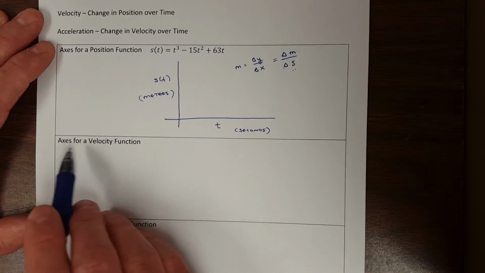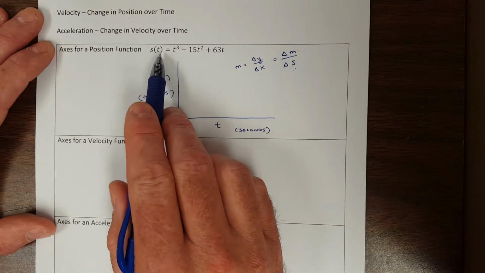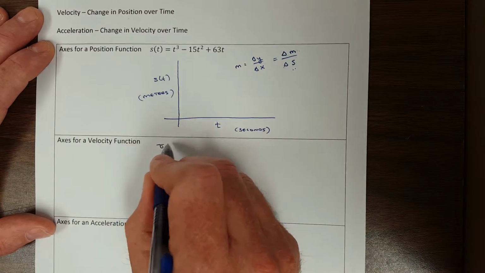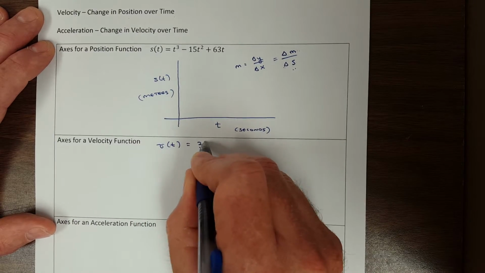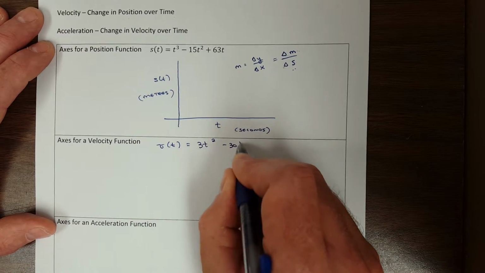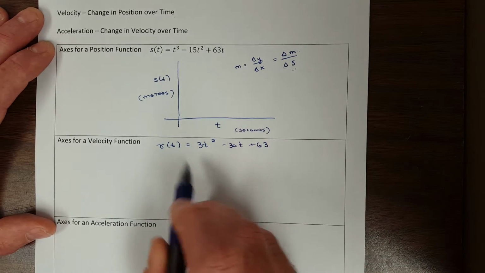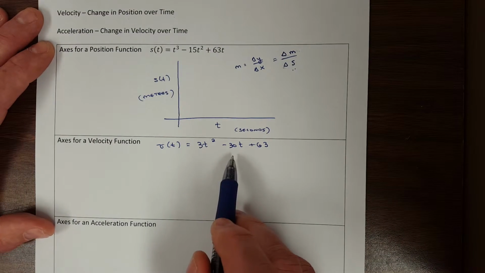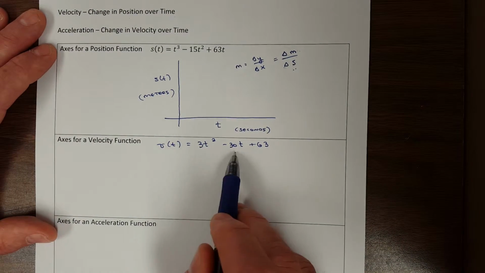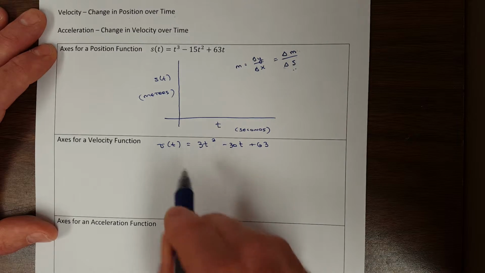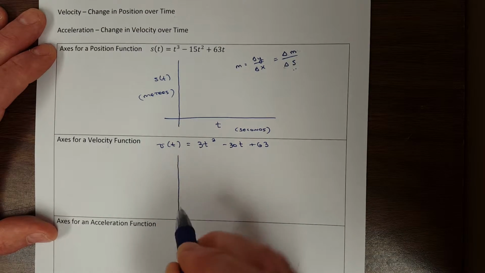Alright, so let's take it a step further here. Velocity function, let's take the derivative of this. And that's going to be 3t squared minus 30t plus 63. Again, we're not going to go into details about this right now, but we're just going to think about what the graph of this might look like. Again, we'll just look in the first quadrant here.